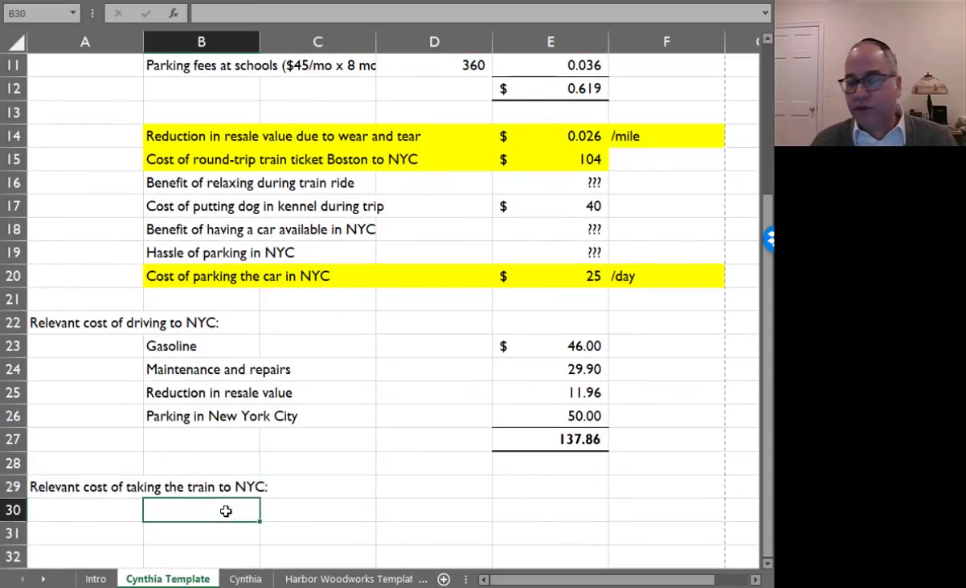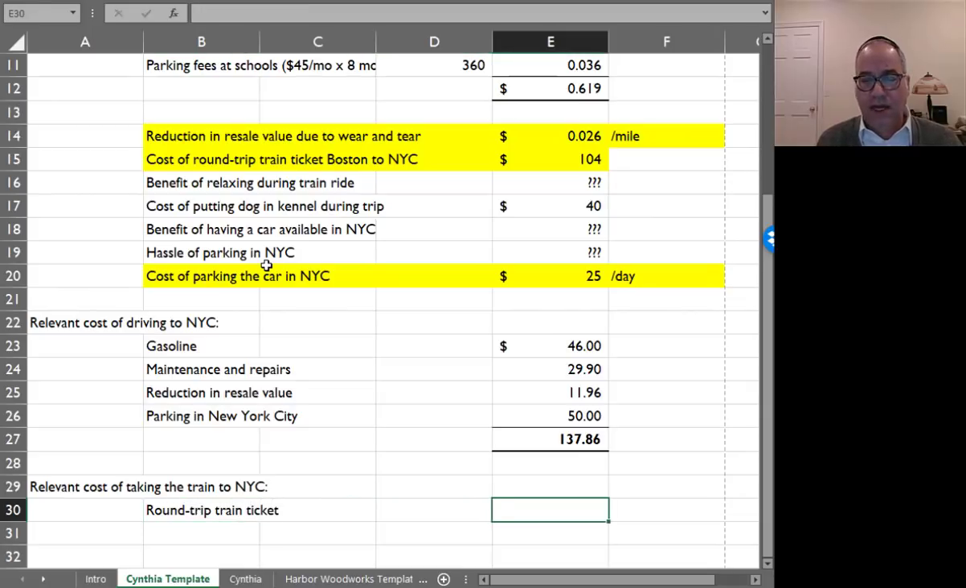Now, how about taking the train? I only see one item out of all these. The only thing I see is the round trip train ticket, and that's going to be $104.